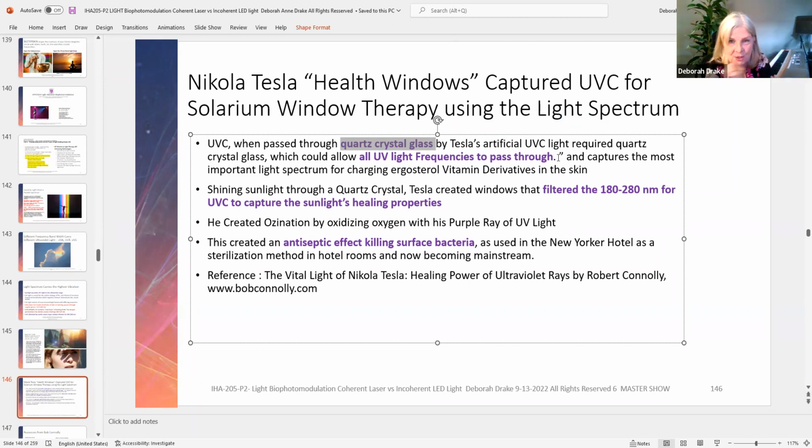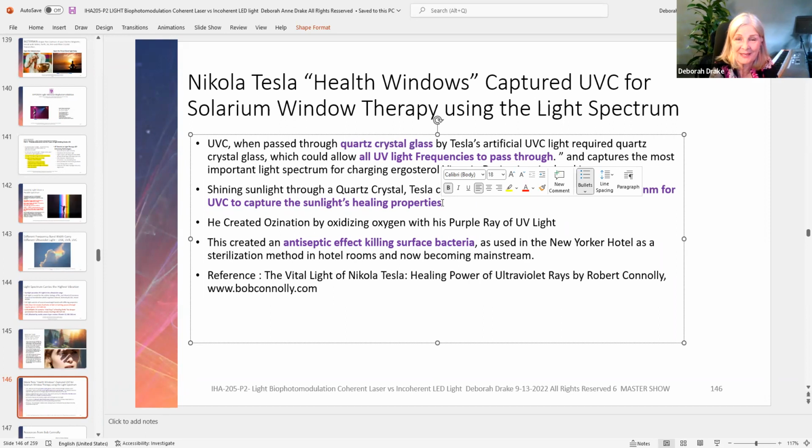Okay, do you understand me? So a crystal of quartz allows everything to come through like a gigantic microphone. And it captures the most important light spectrum for charging up the vitamin D derivatives in the skin, because it's finally getting the UVC light in you. Now, shining sunlight through a quartz crystal, Tesla was able to filter the windows down to 180 to 280 nanometers, which I'm going to tell you is like 180 to 200 hertz. Somebody correct me if I'm wrong, for UVC to capture the healing properties.